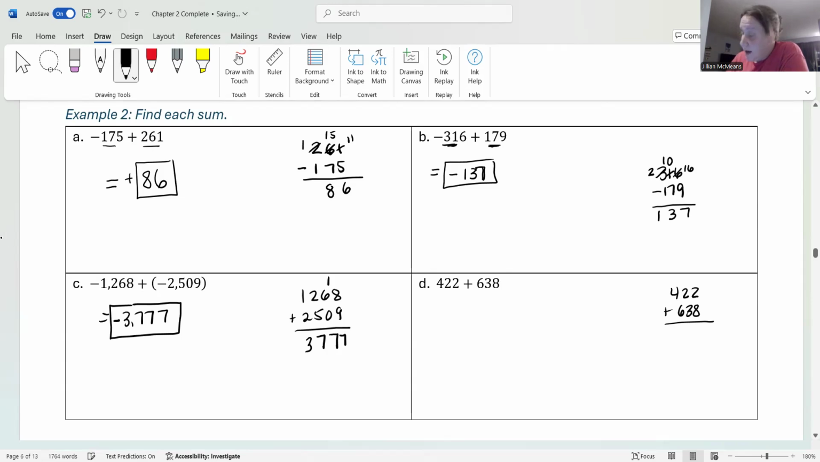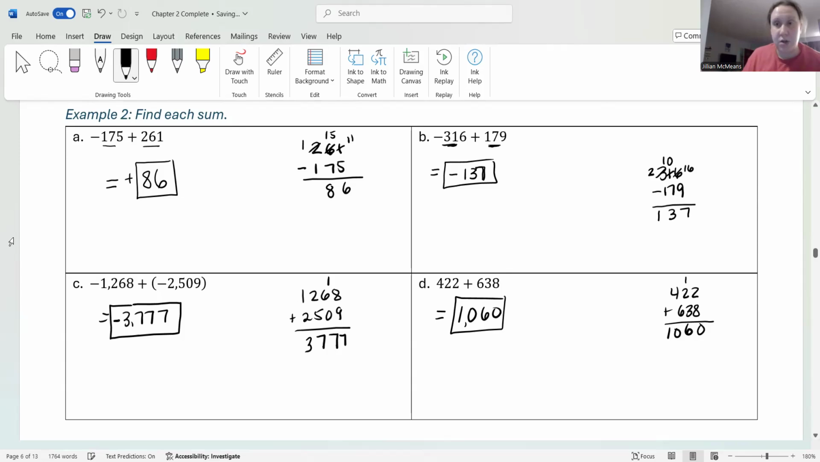2 plus 8 is 10, so I keep a 0. I carry a 1. 1 plus 2 plus 3 is what? 5, 6. And then 4 plus 6 is 10. So we're going to end up with positive 1,060. And there you have it.